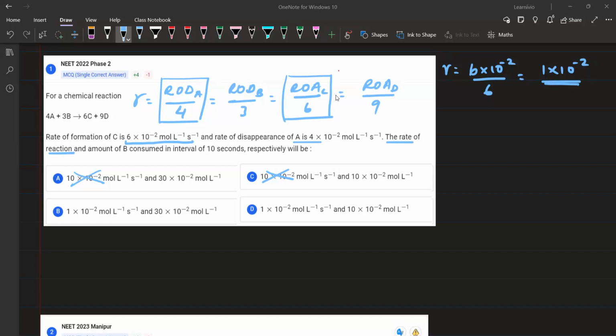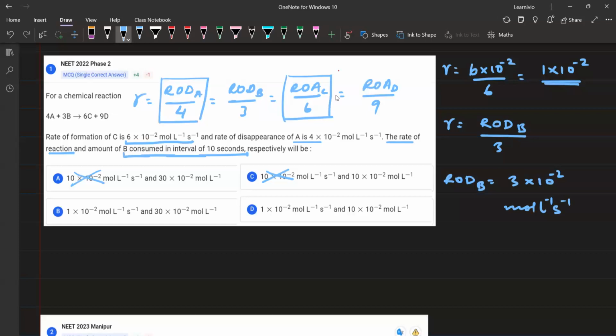And they are saying the amount of B consumed in an interval of 10 seconds. Consumed in an interval of 10 seconds. So we will also get the rate of disappearance of B. So rate is equal to rate of disappearance of B divided by 3. Rate is equal to 1 into 10 to the power minus 2. So rate of disappearance of B will be equal to 3 into 10 to the power minus 2 moles per liter per second. See? So 3 into 10 to the power minus 2 moles per liter is being consumed per second.